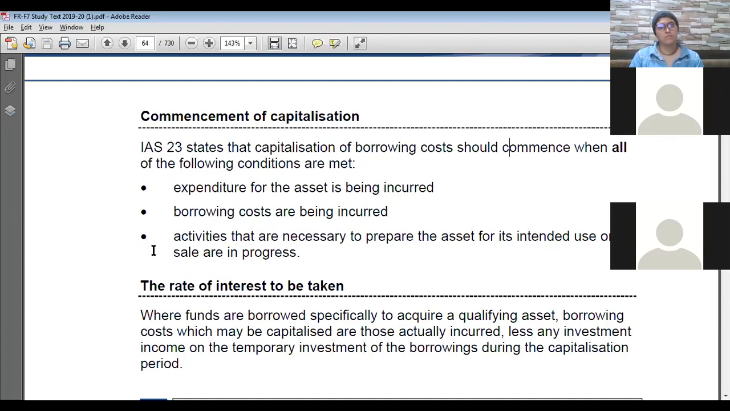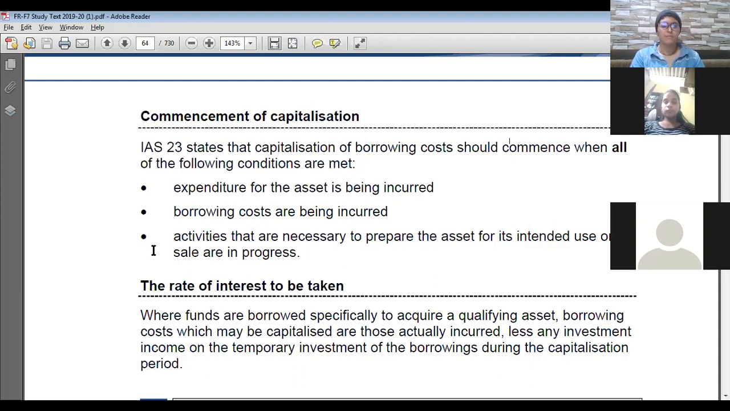Then second condition is borrowing costs are being incurred. That means we borrowed a loan. So once we borrow the loan, that interest cost will start. So expenditure on asset is also being incurred and borrowing cost is also incurred. And very important condition is the last one, that is activities that are necessary to prepare the asset for its use or sale are in progress. That means construction activity is in progress. So that is the only period when cost can be capitalized.